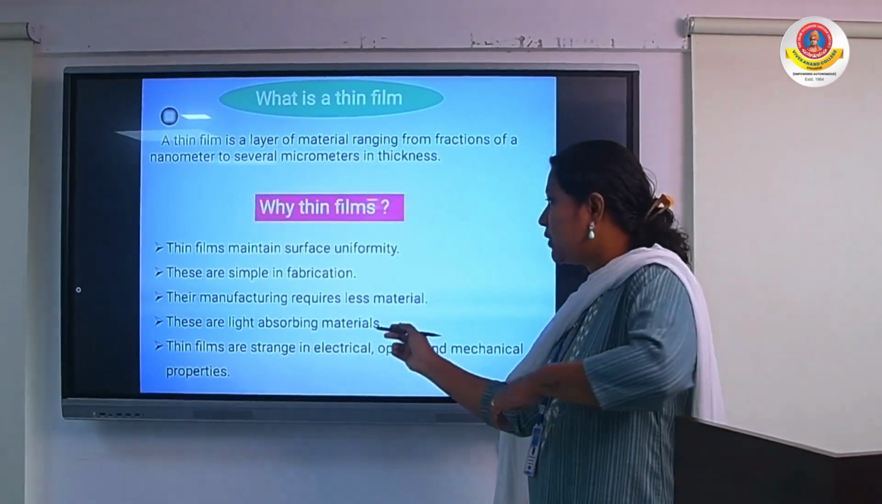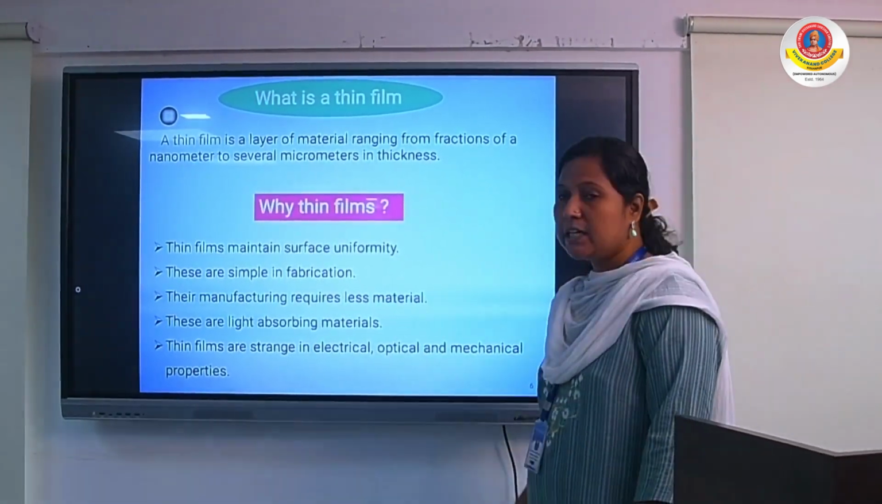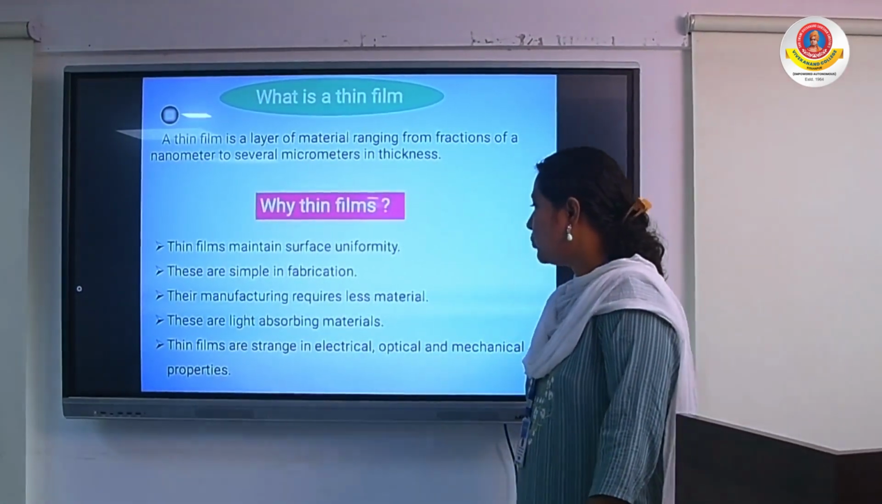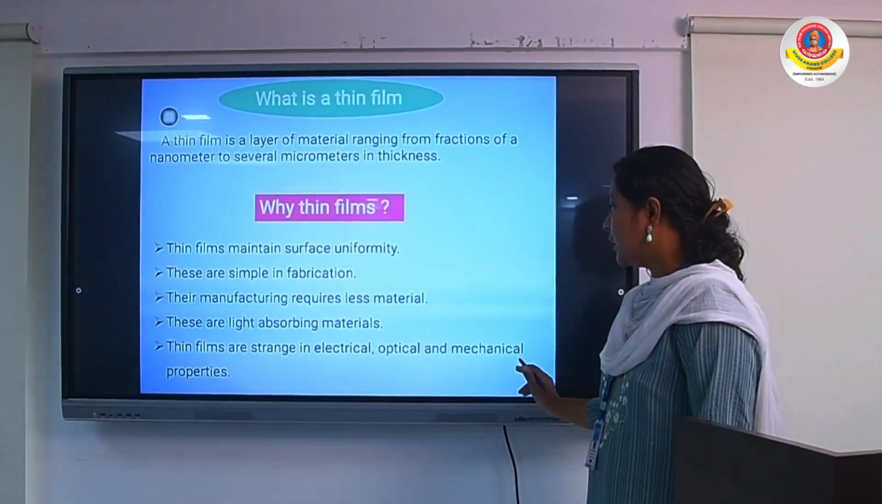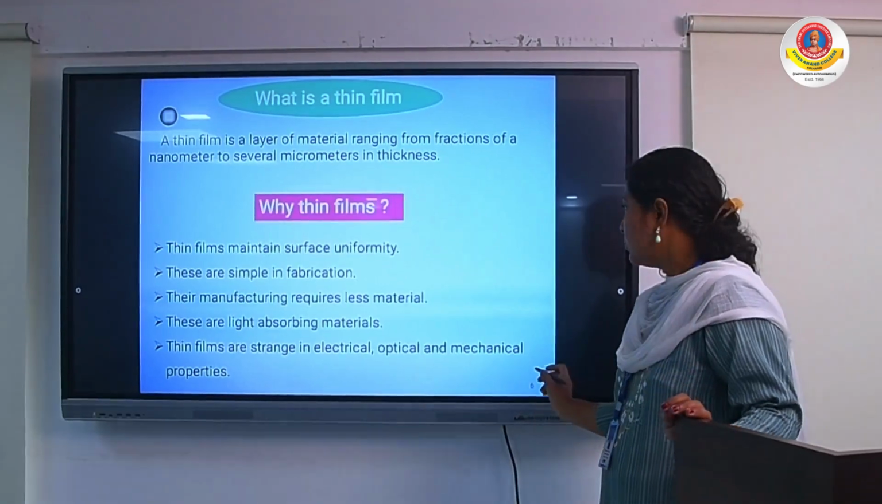These are simple in fabrication. Their manufacturing requires less material. These are light absorbing materials. Thin films are different in electrical, optical, and mechanical properties as compared to the bulk material.